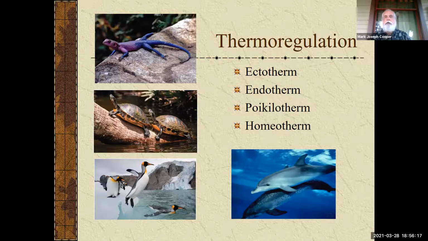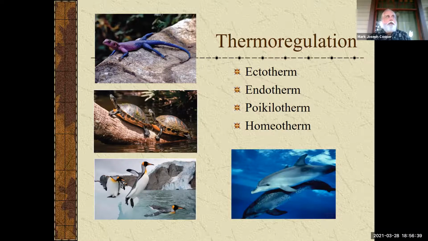All right, this is where it gets confusing. Poikilotherms are organisms whose body temperature fluctuates greatly. And so if it's hot, their metabolism is high. If it's cold, their metabolism is low. So fluctuations, poikilotherm.